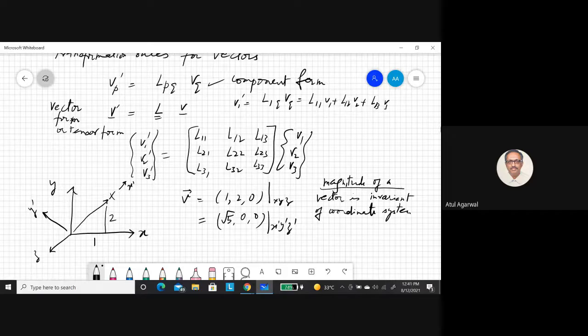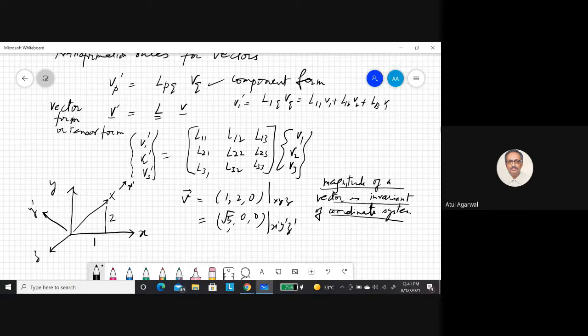This is something very important. Now what is the magnitude of this vector? Root 5. What is the magnitude of the upper vector? 1 square plus 2 square under root, 5. Now how did I get this component?